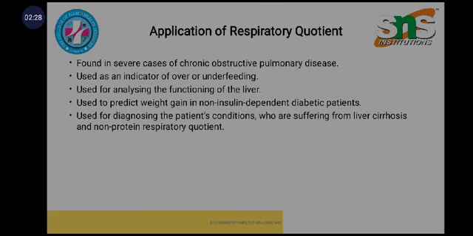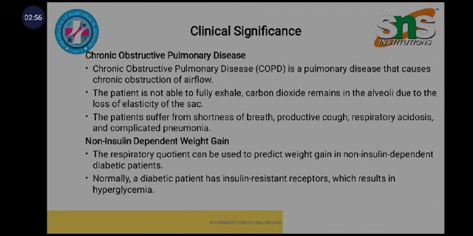Then coming to the applications of RQ, it is found in severe cases of chronic obstructive pulmonary disease, and it is used as an indicator of over or under feeding. It is used for analyzing liver function and to predict weight gain in non-insulin dependent diabetic patients, and it is used to diagnose patients suffering from liver cirrhosis and the non-protein respiratory quotient.